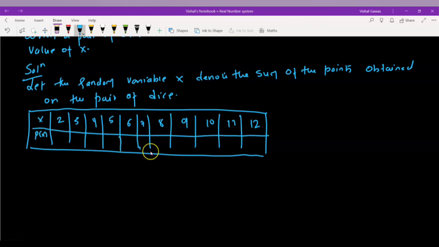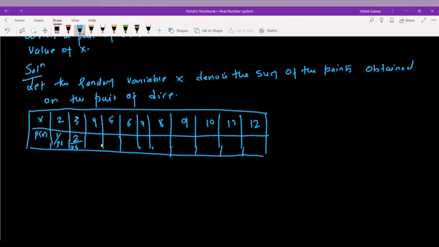Okay, what are the probabilities? When I throw two dice, the probability of the sum being 2 is just 1, and the total outcomes when I throw two dice would be 6 into 6, that's 36. We know that total outcomes are 36. Then when do I get 3? I get 3 if I get 1 on the first die and 2 on the second, or 2 on the first die and 1 on the second. So there are two possibilities here, so 2 by 36.